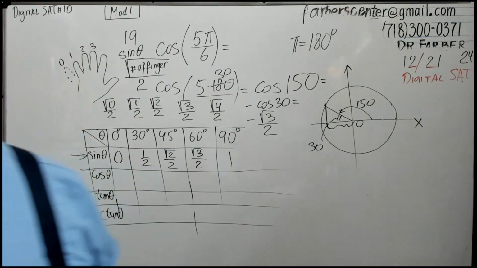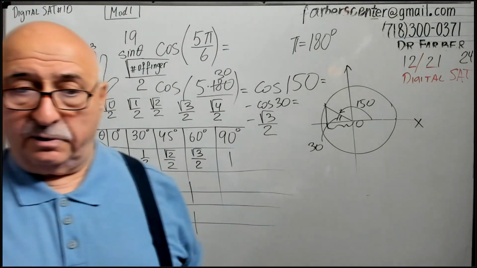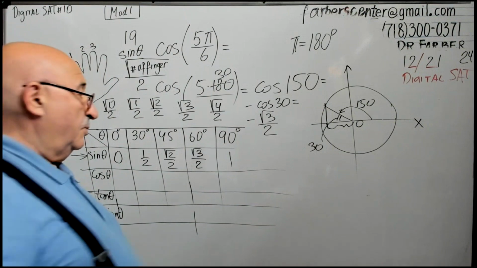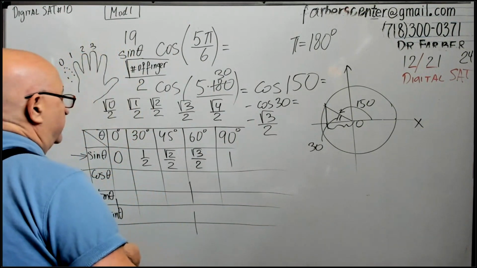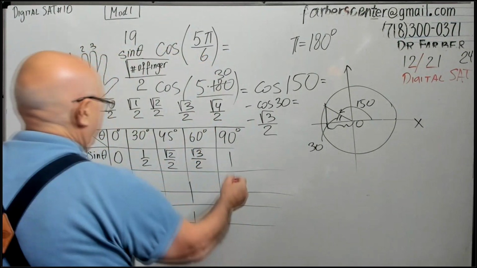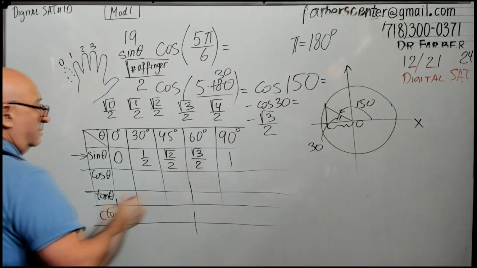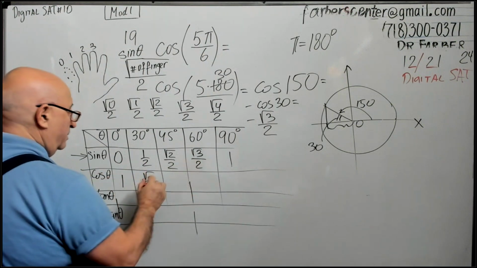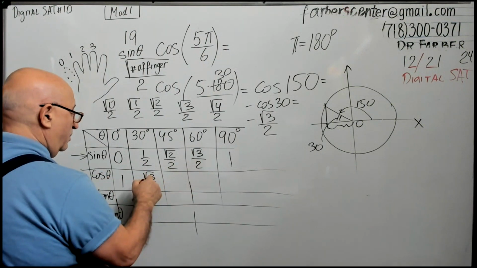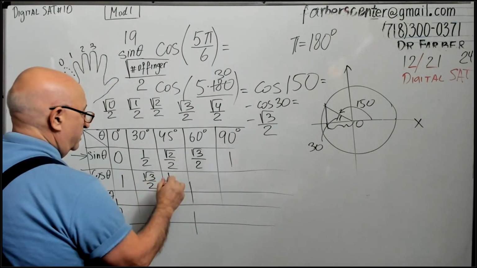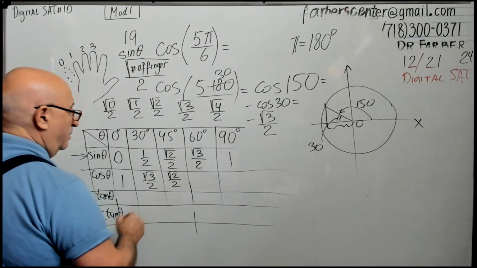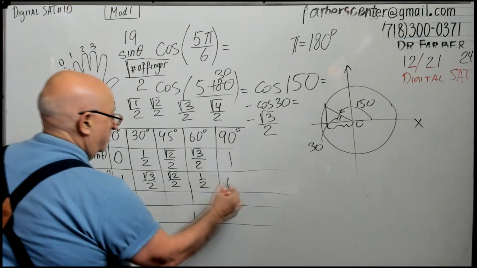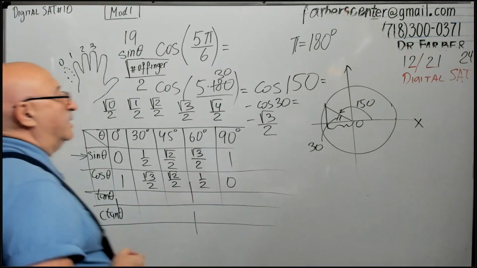Okay, this mnemonic rule. Do you understand this 100%? Just practice, it's not difficult. What about cosine? Since sine, cosine, cofunction, just read it backward. This becomes the first one. This is just backward. Square root of 3 over 2. This is square root of 2 over 2. This is 1 over 2. And this is 0.